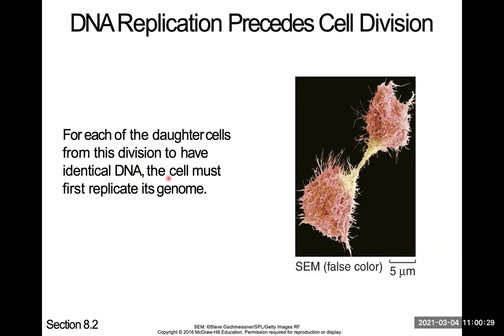So the cells must first replicate their genome. It copies its DNA and then it divides. But in the end, both of these cells are going to have the same exact genome or DNA. So same exact genetic information.